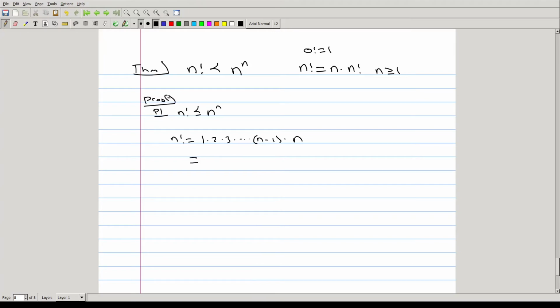and we know that 1 is strictly less than n for any positive n greater than 1, 2 is strictly less than n, 3 is strictly less than n, and so on and so forth. n minus 1 is strictly less than n, and n is less than or equal to n.